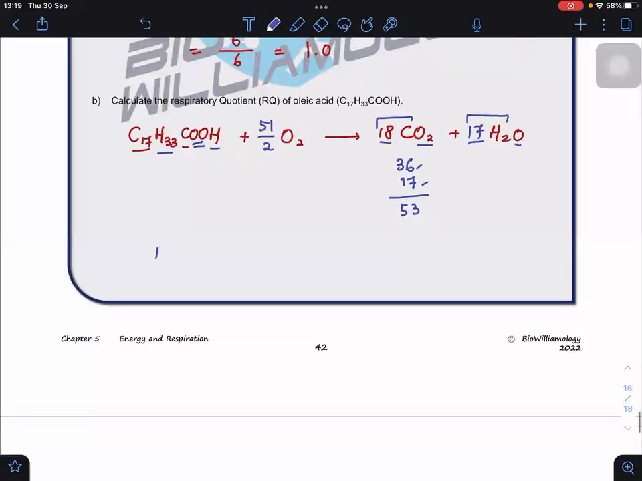So what is the RQ value? The RQ value equals the number of moles of CO2 produced divided by the number of moles of oxygen used here, so 18 divided by 51 over 2. Using the calculator, you get the answer 0.71, or 0.7. Do you get this answer, guys? 0.7? Okay, good.